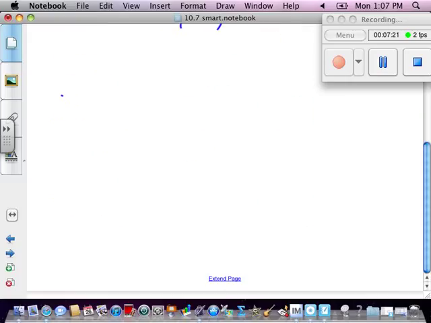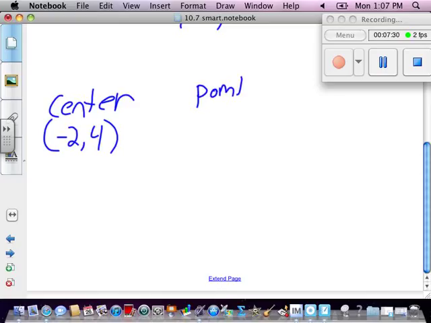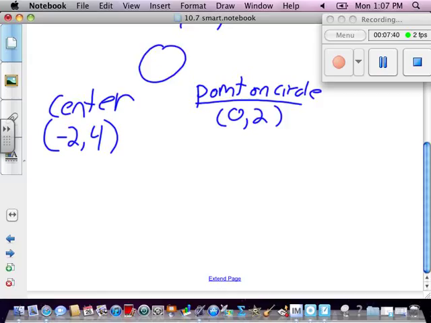Here is the center, -2, 4, and here is a point on the circle. So we have to find the slope. You have to find the distance. Good. And how do you know that? Because if we have a circle center and we have a point, that would be the radius. Okay? So let's find the radius first.